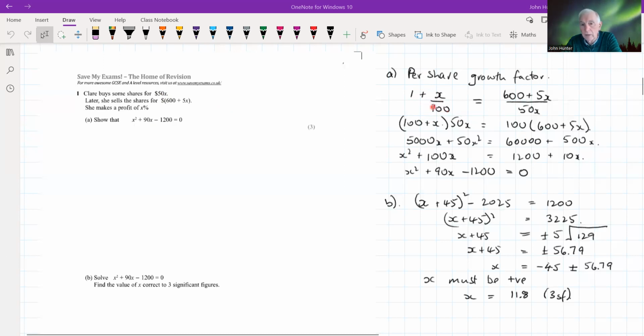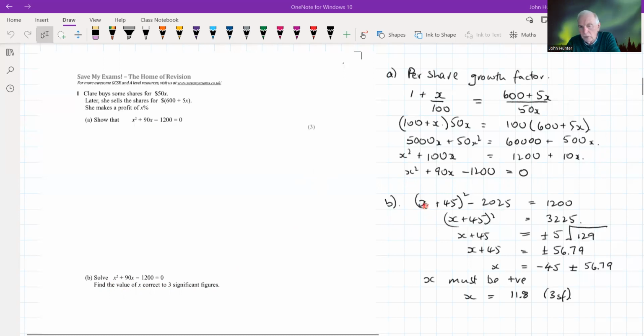A bit of algebra, really. We just have to get a common denominator here, cross multiply, and let's multiply out and simplify, and we end up with this statement, which is what they're asking for. And if you're not convinced of that, just pause the video and you can see for yourself. It then goes on to say, solve this equation, and it also says find the value of x correct to 3 significant figures. Actually asking two slightly different things there, and we'll see that in a moment.